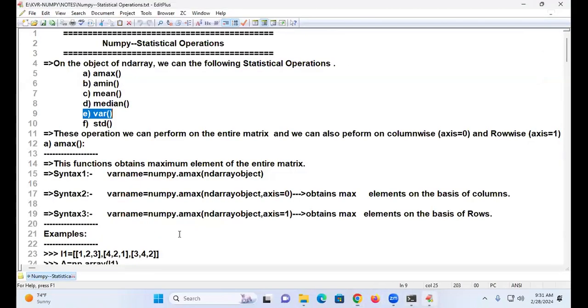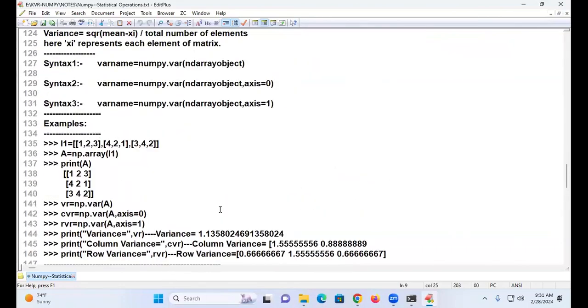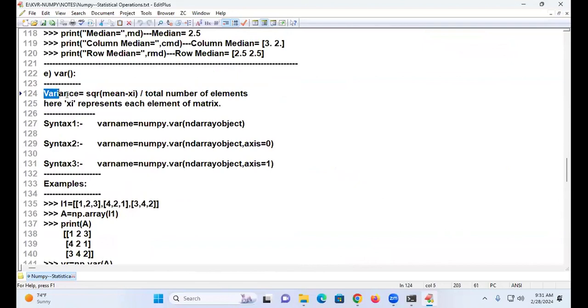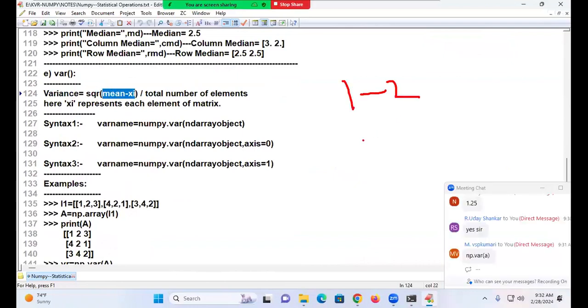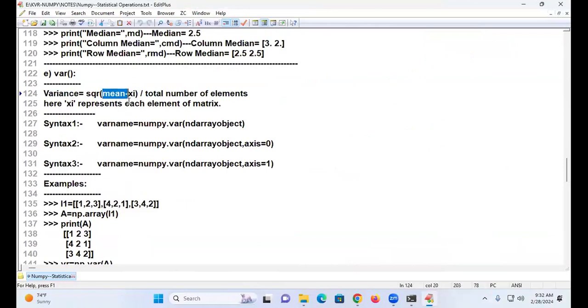If I go to the descriptive material I gave you, and you observe the variance formula: variance is equal to the sum of the square of mean minus xi or xi minus mean, divided by the total number of elements. 1 minus 2 or 2 minus 1 whole square, there is no difference; squaring makes minus minus plus and plus plus also plus. Here xi represents each element of the matrix.